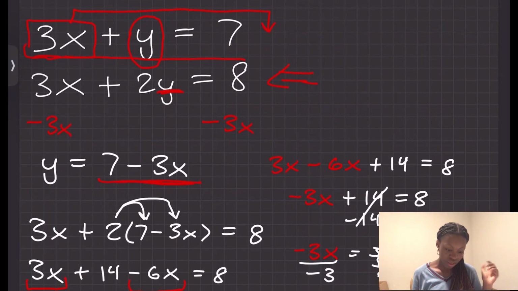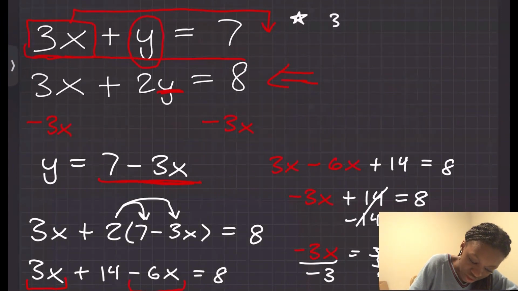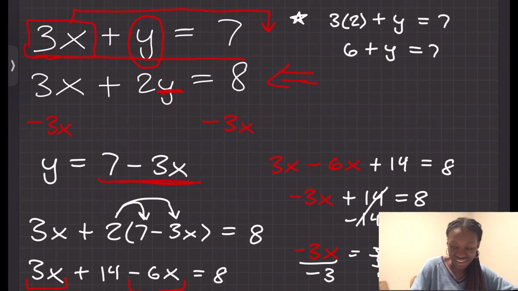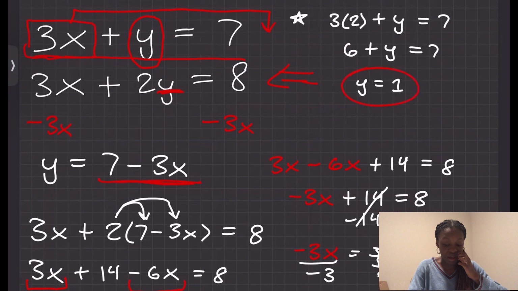Awesome. So we know that x equals 2. We can pop x equals 2 right up here in the first equation, since that seems to be the easiest. So we've got 3 times 2 plus y equals 7. 3 times 2 is 6 plus y equals 7. So it's pretty obvious that y equals 1. I picked pretty easy numbers since this is like an introduction.